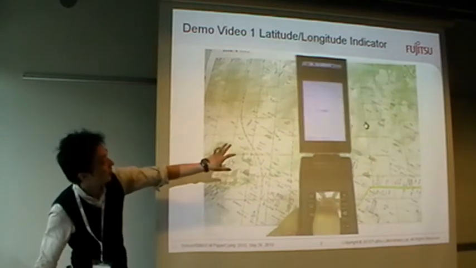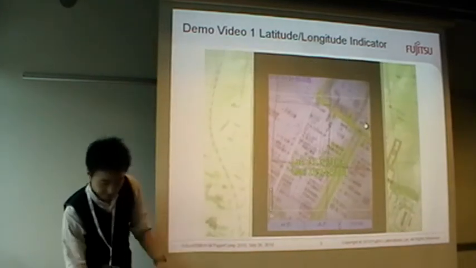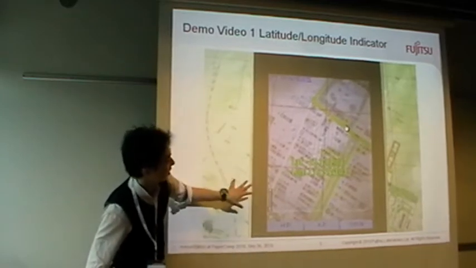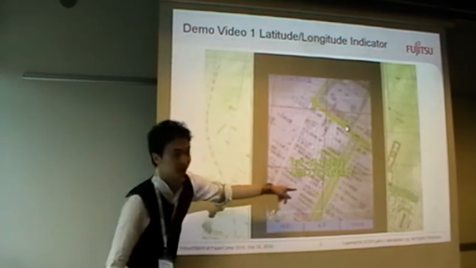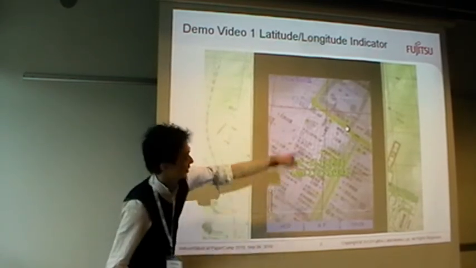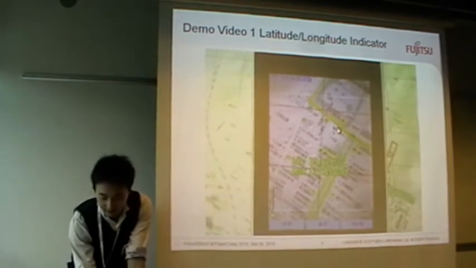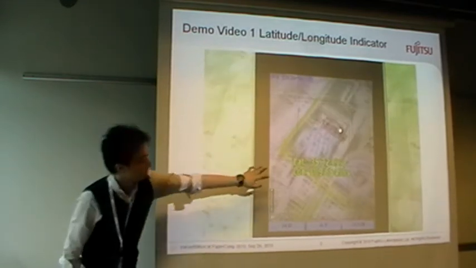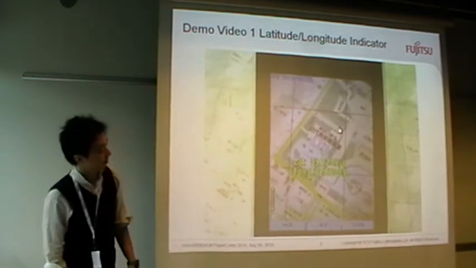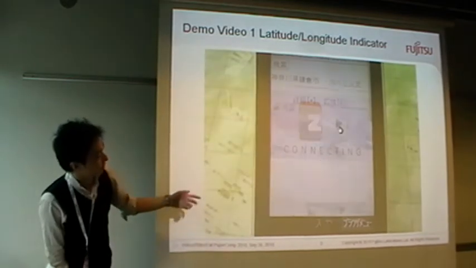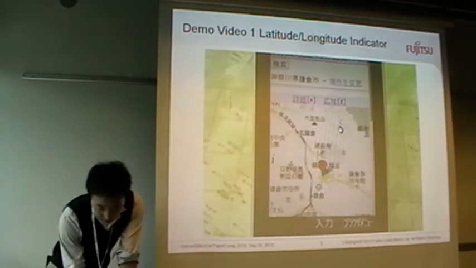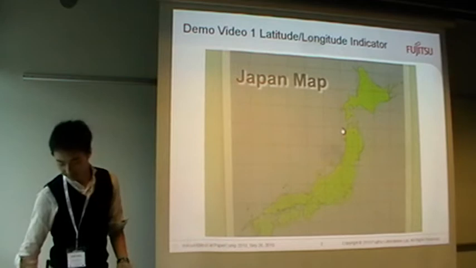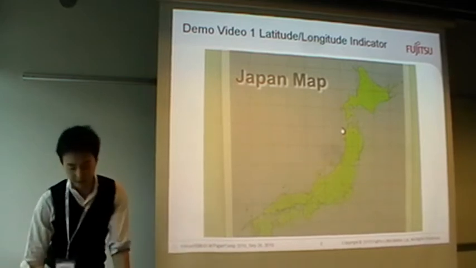When users start the application, the camera phone reads latitude and longitude information from paper maps. And this is a color preview image. And as we move the camera phone, the latitude and longitude are tracked. And then when we use a button, this application shows the digital maps on Google Maps.